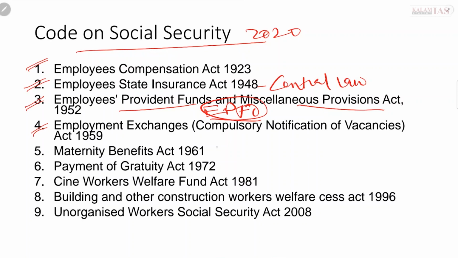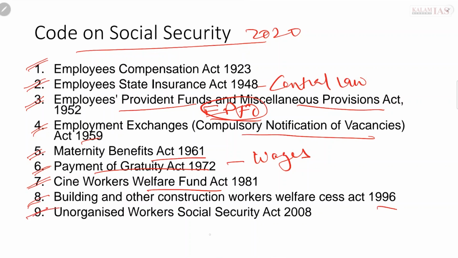Then we have the Employment Exchanges Compulsory Notification of Vacancies Act 1959. Then we have the Maternity Benefits Act of 1961. Then we have the Payment of Gratuity Act 1972. We have already discussed this in the labor law class on wages. Then we have the Cine Workers Welfare Fund Act 1981, the Building and Other Construction Workers Welfare Cess Act 1996, and the Unorganized Workers Social Security Act 2008. All of these 9 laws will be replaced by the Code on Social Security. However, this has not been notified yet.